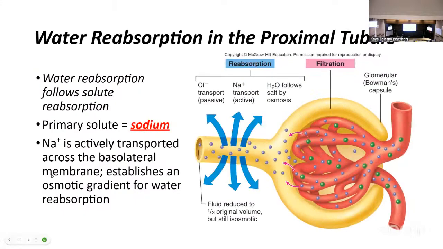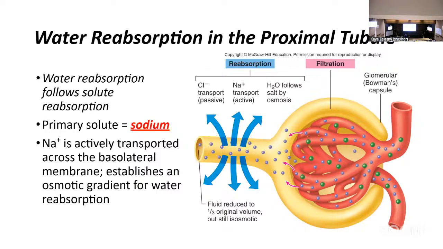All right. So when we think about this unregulated water reabsorption that's happening, especially in the proximal tubule, we're going to think of water as following solute reabsorption. Our main solute that we're going to be interested in is sodium. Sodium is doing all sorts of things everywhere in our body, so that's probably not a huge surprise. So that sodium is being actively transported, so using ATP, across the basolateral membrane. So we saw that with the sodium-potassium pump. We didn't draw in the ATP, but we know it's there.